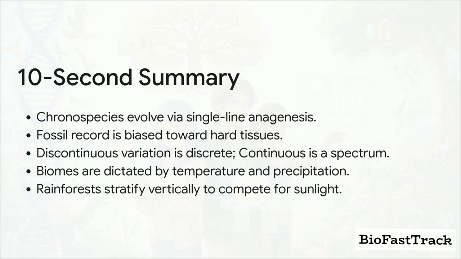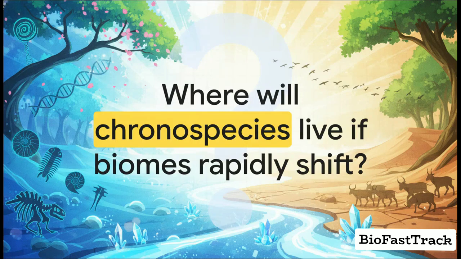Point 3. Genetic variation is either a discrete block, which is discontinuous, or a continuous spectrum, like human height. Point 4. Whittaker's biomes are dictated by temperature plus precipitation. And point 5, rainforests build vertically as a highly specific adaptation to compete for limited sunlight. You now have a completely structured toolkit spanning all the way from deep time to our modern ecosystems.